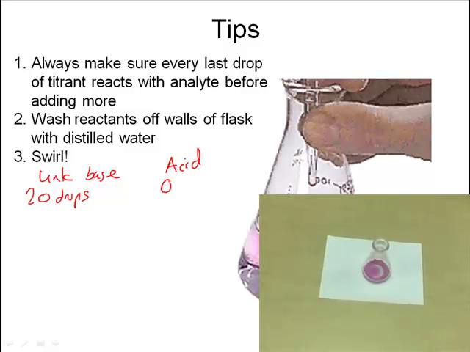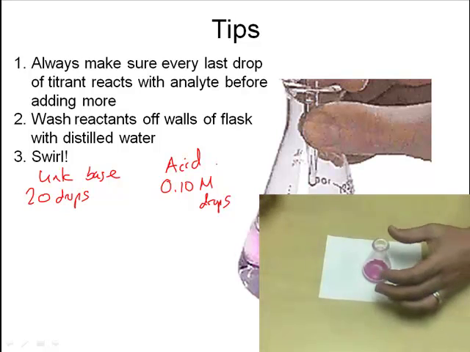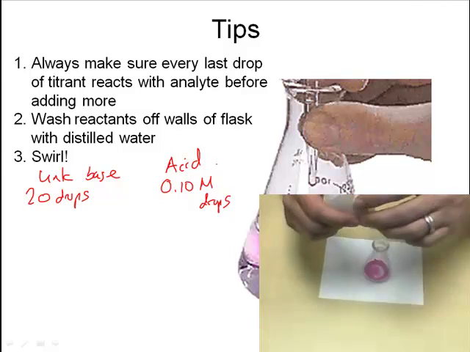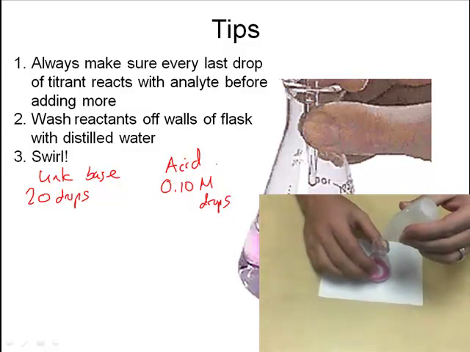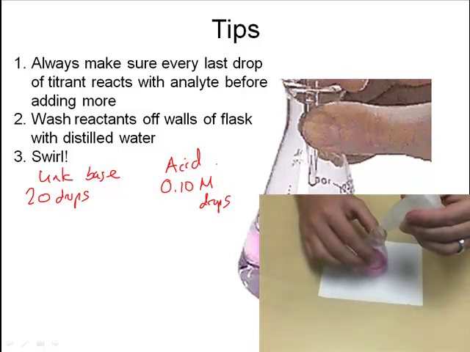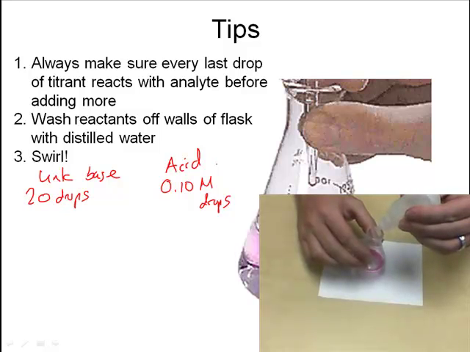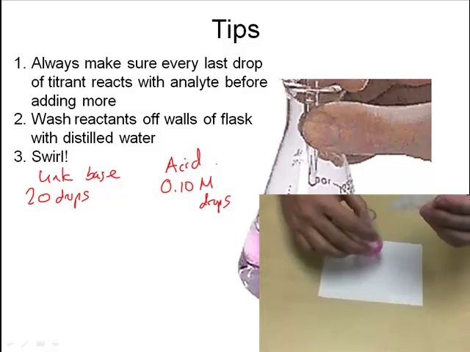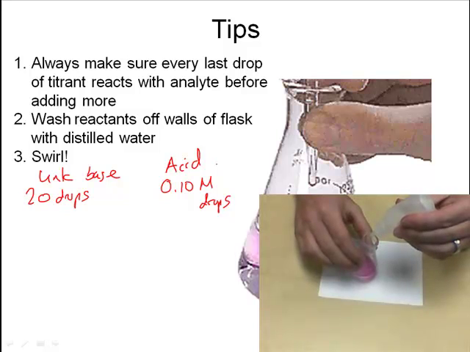Now the acid has to be a known concentration, so we're going to use 0.10 molar acid. And then we're going to count how many drops we get. And we want it to be the faintest pink we can. So we can add a single drop at a time of our acid. 1, and stir. 2, 3, 4, 5, 6, 7, stir, stir, stir. 8, 9, 10.